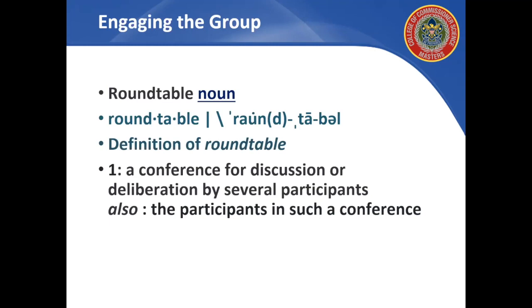Okay, it is a round table. Round table: a conference for discussion or deliberation by several participants, also the participants in such a conference.